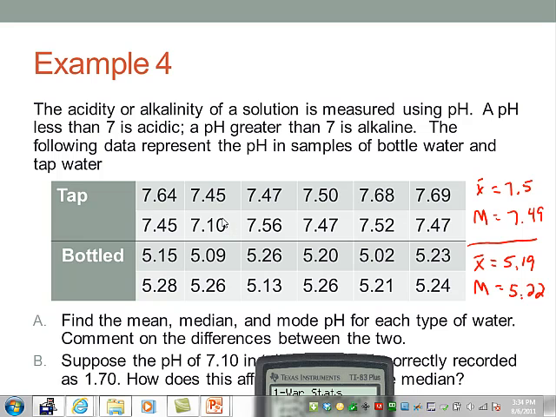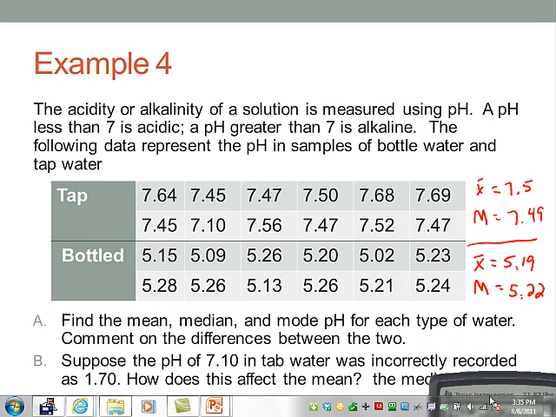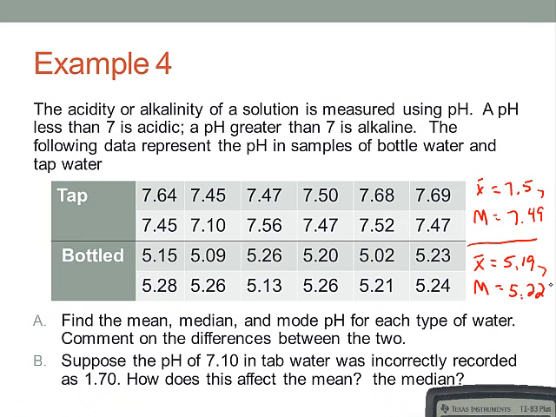Looks like the mode for tap water is 7.47. Bottled water, I don't see any off the top of my head that repeat. So mode is not that important with these. So, comment on the differences between the two types of water. Certainly the average pH is greater for the tap water than it is for the bottled water, right? Both the mean and the median. They're both practically the same, so it doesn't really matter which one we would use.